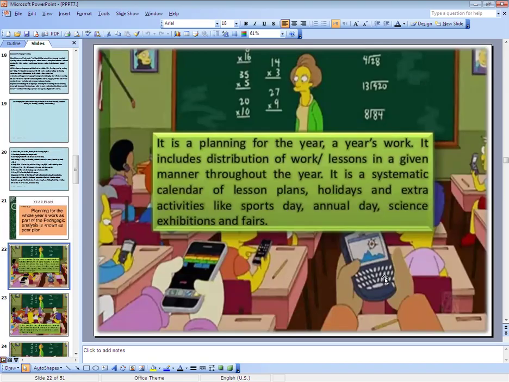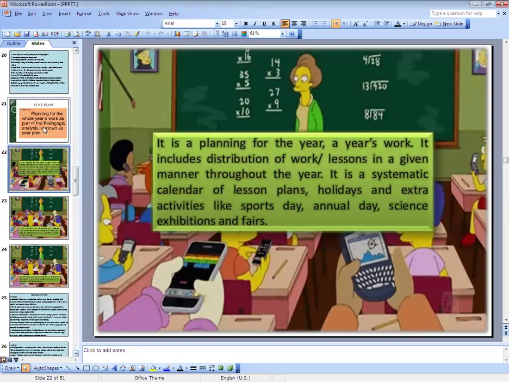Yes. So a year plan is a planning for the year, a year's work, what the teacher has to do for the entire year. That is called a year plan. So it includes distribution of work or lessons in a given manner throughout the year. It is also called a systematic calendar of lesson plans, holidays, and extra activities, like we have cultural events, co-curricular activities. So all these are included in your planning. So if the available number of periods are properly allocated to the units of the subject in accordance with the requirements, the arrangement is known as your year planning.